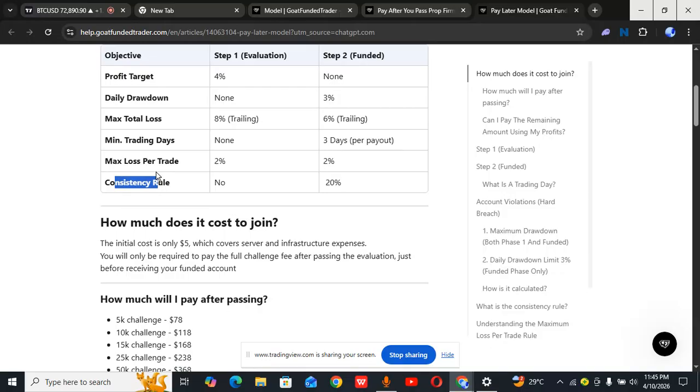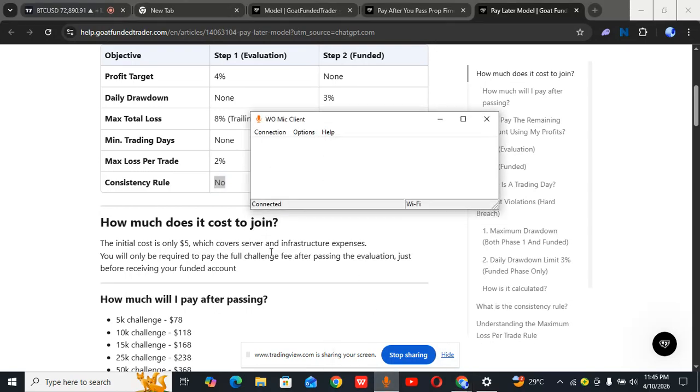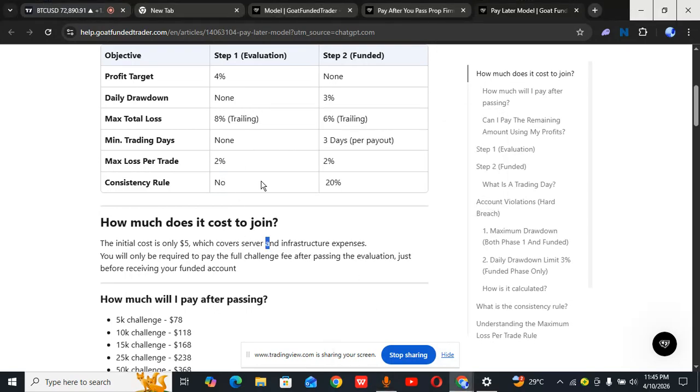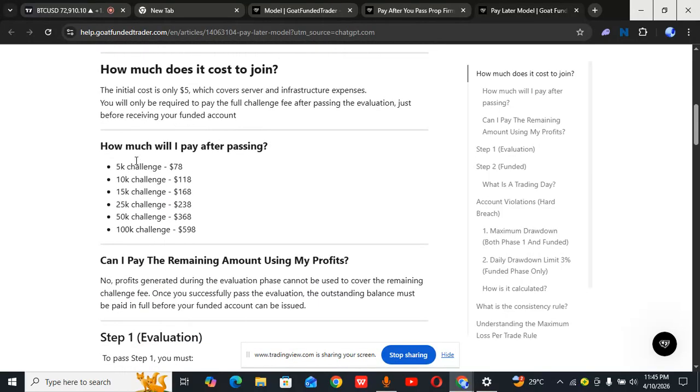Consistency rule over here. There's no consistency rule on the evaluation phase, but on step two, which is the funded phase, there's a consistency rule. So I'm also going to tell you how to trade at the end of this video so that you will not violate this particular rule.